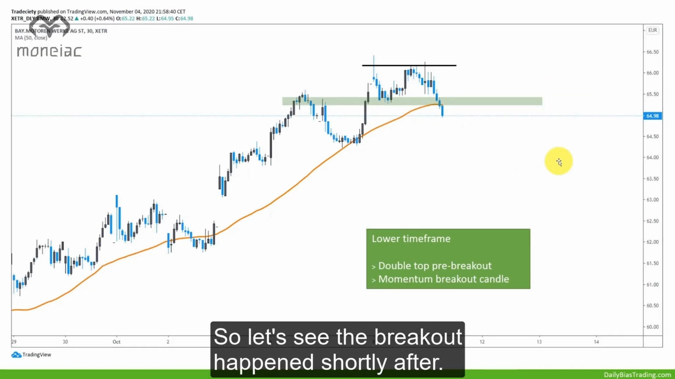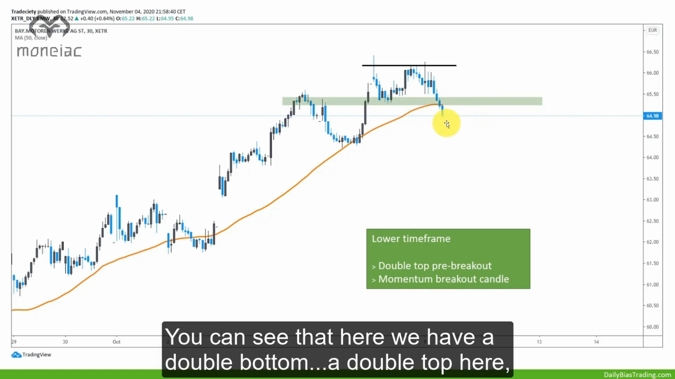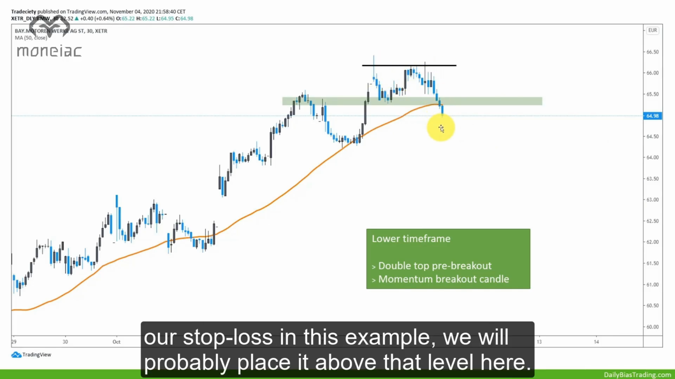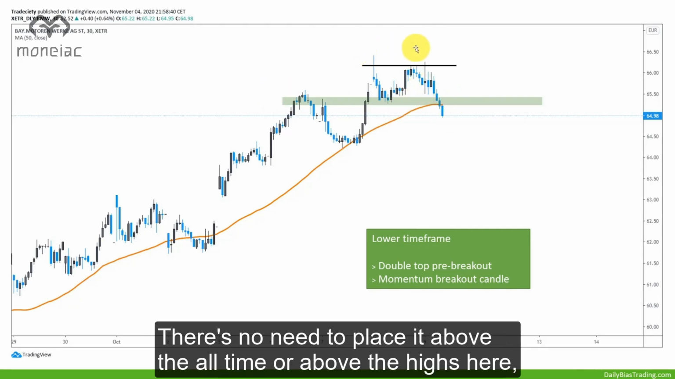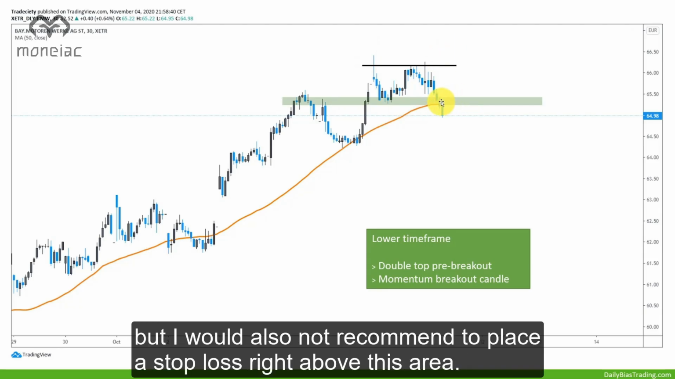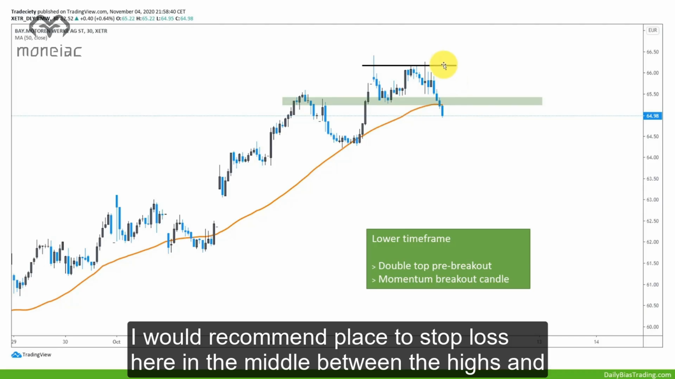So let's see. The breakout happened shortly after. You can see that here we have a double bottom, a double top here. Our stop loss in this example, we will probably place it above the level here. There's no need to place it above the all-time or above the highs here, but I would also not recommend to place the stop loss right above this area. I would recommend placing the stop loss here in the middle between the highs and the lows.